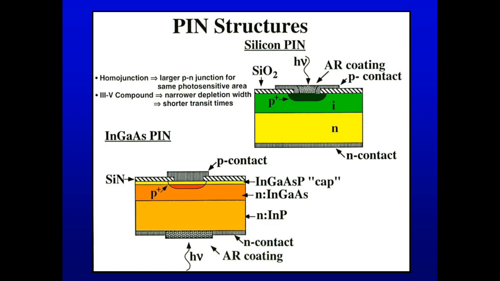How does the PIN diode look? We have two types of PIN diode. One is made up of the material silicon, the silicon PIN diode. The next one is the indium gallium arsenide PIN diode. So depending upon the manufacturing, we can apply any one of these PIN diodes in the photodetector components.